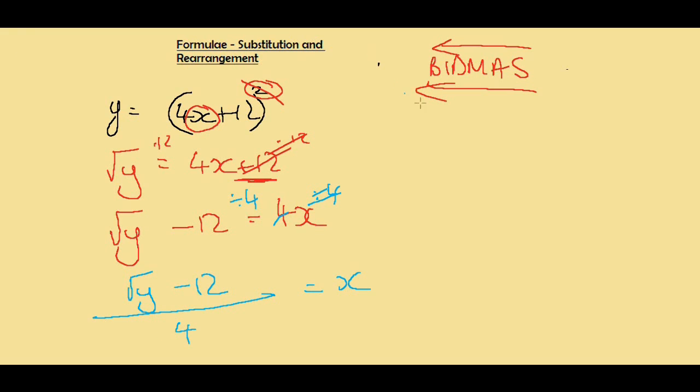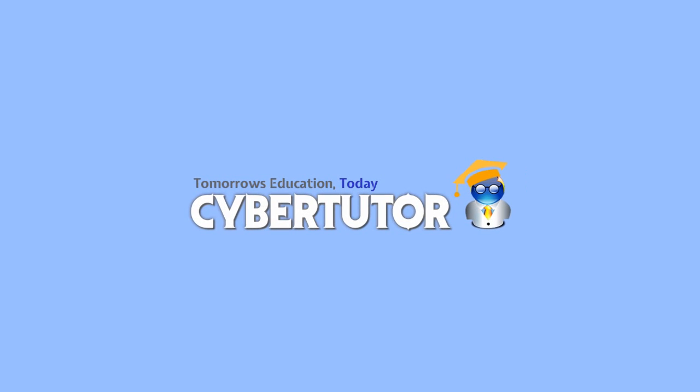We're going to use this backwards BIDMAS type arrangement with considerations to what numbers and letters and terms are locked in by other functions such as squaring and brackets and square roots and things like that. There are going to be some harder examples on another video and topic which is dedicated to looking at these particularly hard examples. Thanks very much.